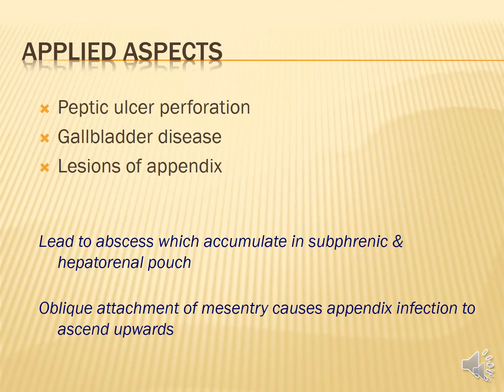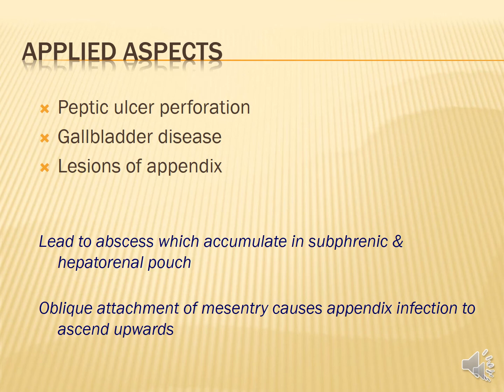Coming to the applied aspects of the peritoneum. Well, if we have certain conditions such as peptic ulcer perforation or disease of gallbladder or any pathology of appendix, then there will be abscess in the subphrenic space, which is known as subphrenic abscess, because of the accumulation of pus. As we already know, these are the potential spaces, subphrenic spaces, where pus can accumulate from the neighboring viscera depending upon the position of the subphrenic space.